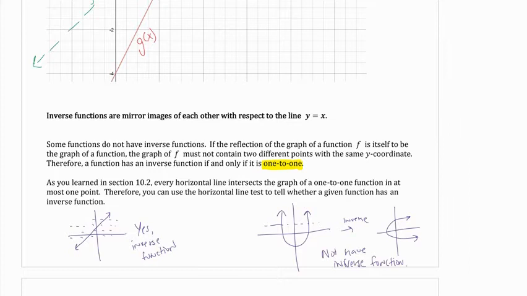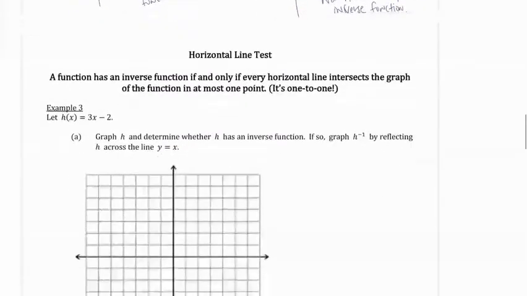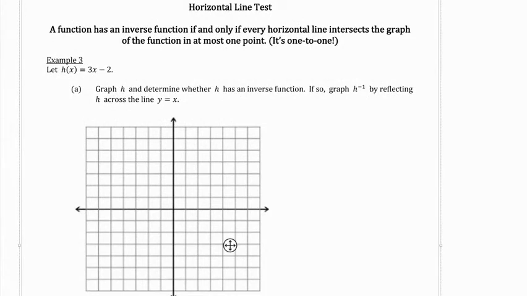Okay, so there's one other thing. We won't do a whole lot with that right now. You'll do more with it in pre-cal, but just so you kind of understand that whole one-to-one thing. Okay, so looking at our horizontal line test, that's what it just says there. A function has an inverse if and only if every horizontal line intersects the graph of the function at most one point. In other words, it's one-to-one.